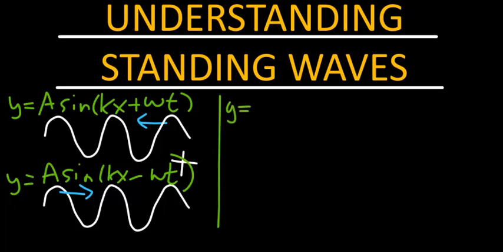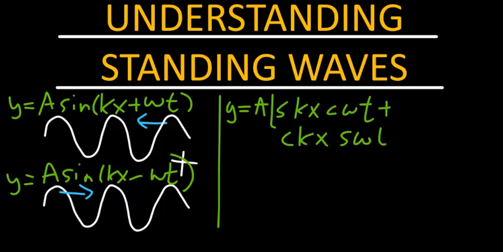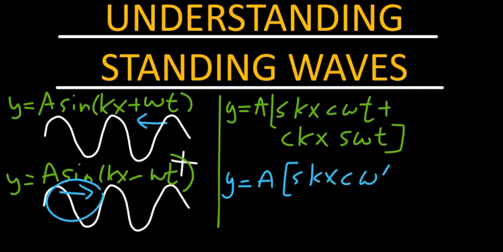The first function can be expanded using trigonometric identities in the following manner. It's going to be sine kx cosine omega t plus cosine kx sine omega t. I'm using the abbreviation S for the sine and C for the cosine. Likewise, for the wave that is traveling to the right, the expression for y can be written as a, expanding the sine, sine kx cosine omega t, now minus cosine kx sine omega t.